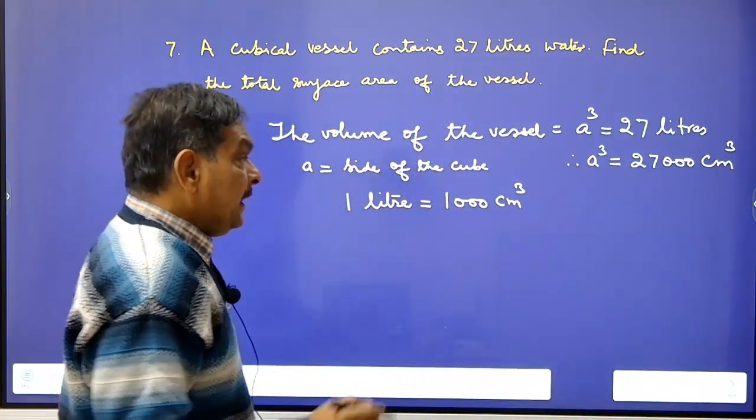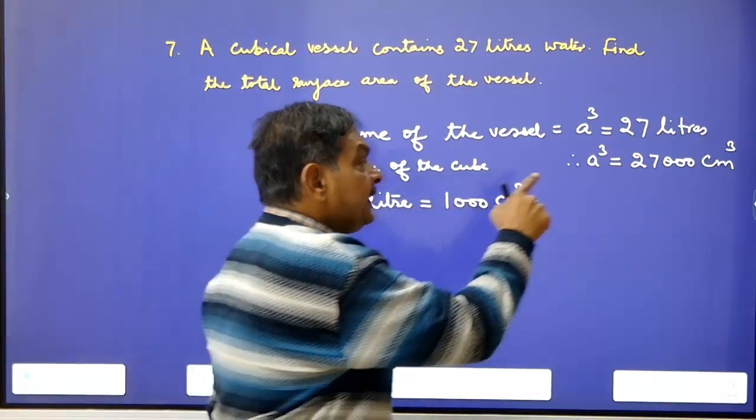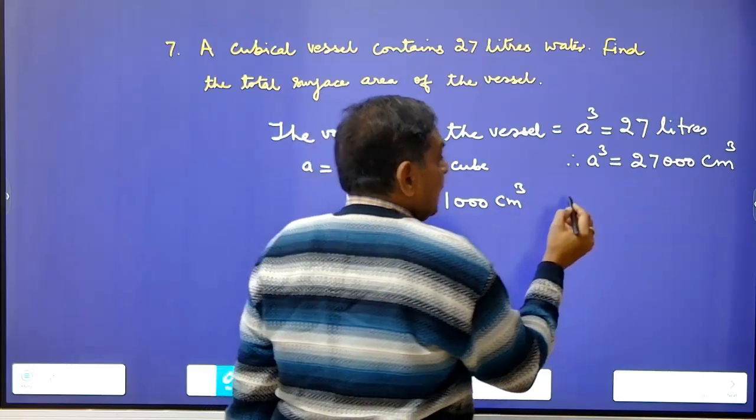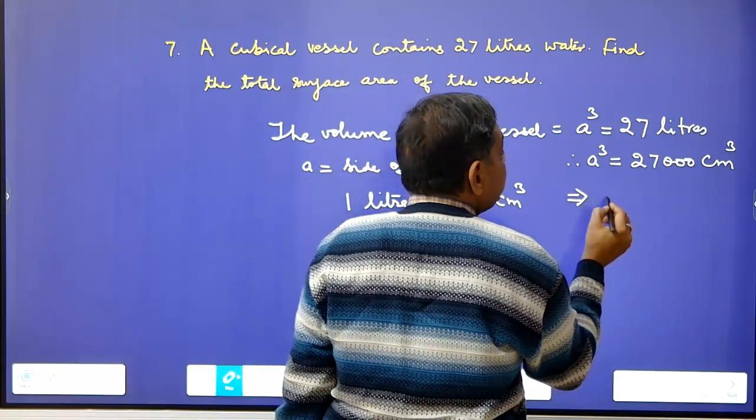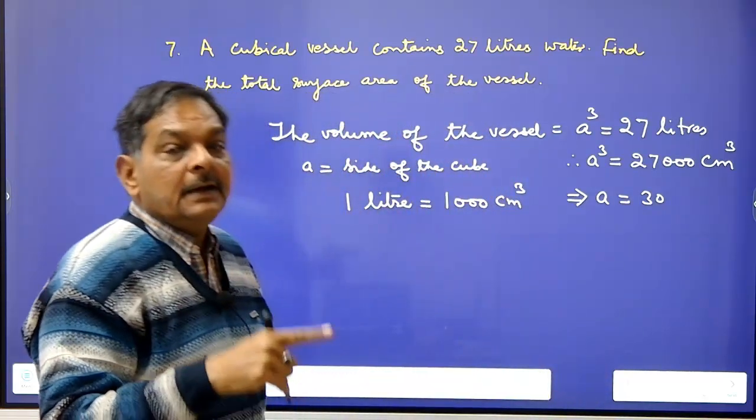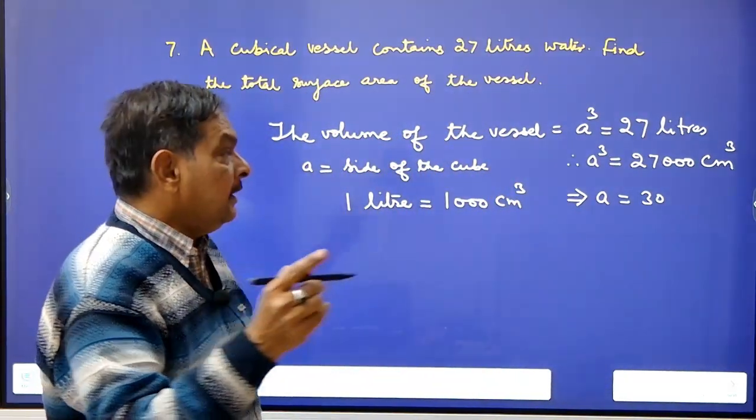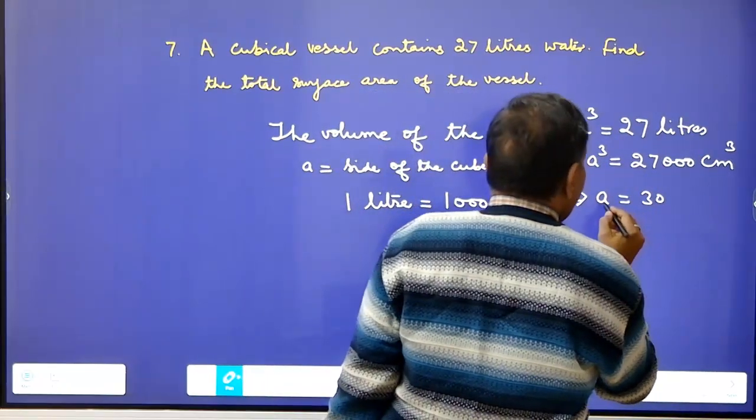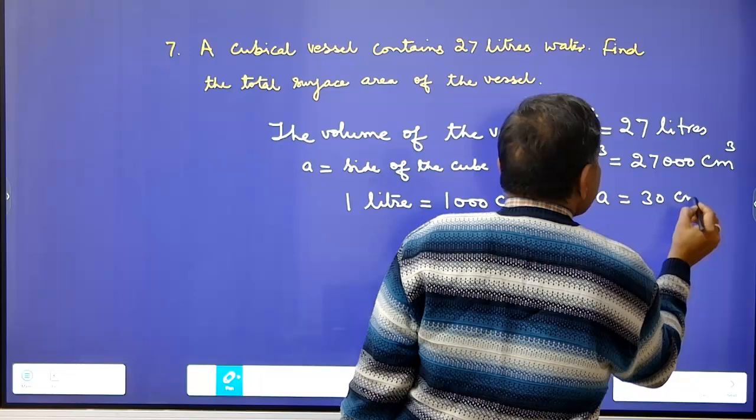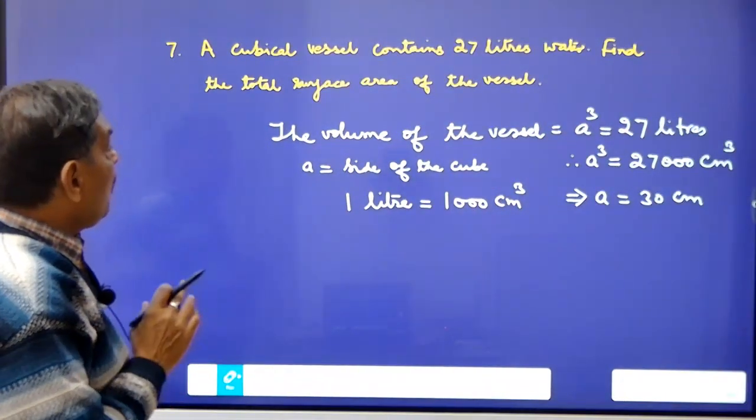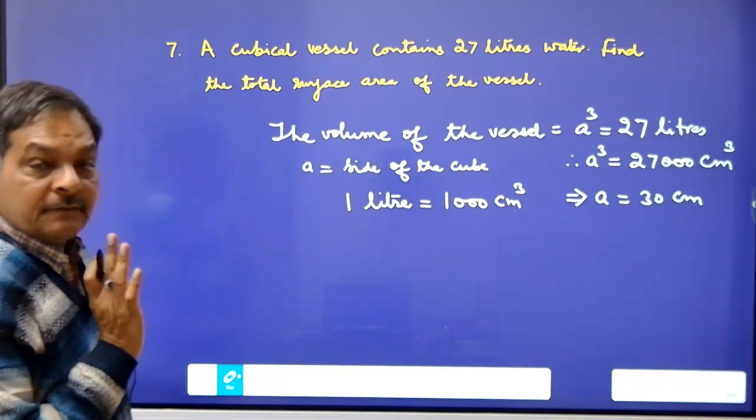Now, we know that it is a cube of 30. So, our A is equal to 30, because 30 into 30 into 30, we obtain 27,000. So, our edge of the cubical vessel is 30 centimeter. This also is clear. Now, we want the total surface area of the vessel.